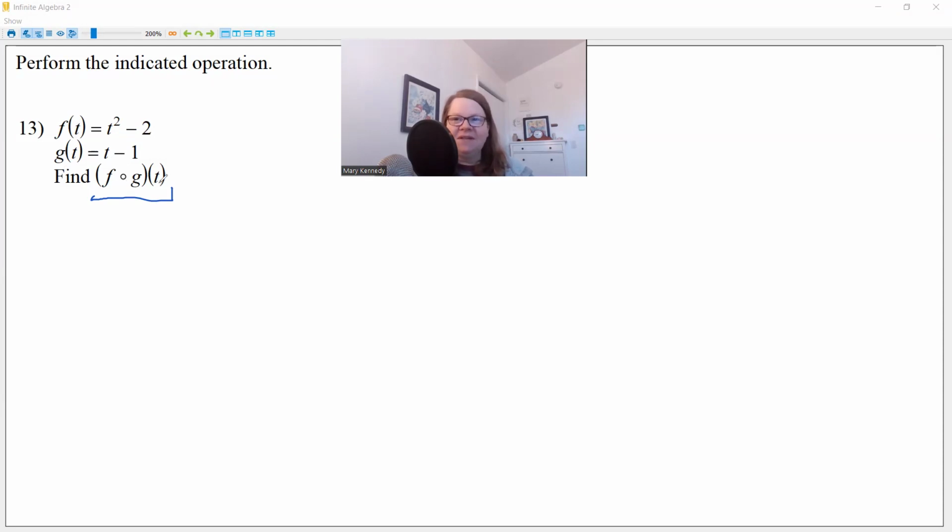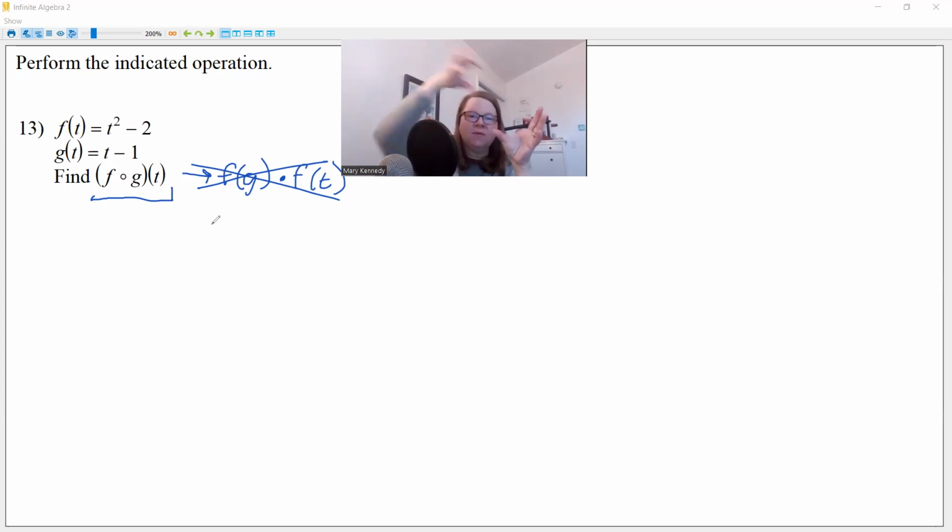This f of g of t is definitely different. So notice that it doesn't say f of g times f of t. Like that's a different idea. That is not what this says. F of g of t, we're going to sort of take one function and put the other one inside of it. That's the way that I think of it.